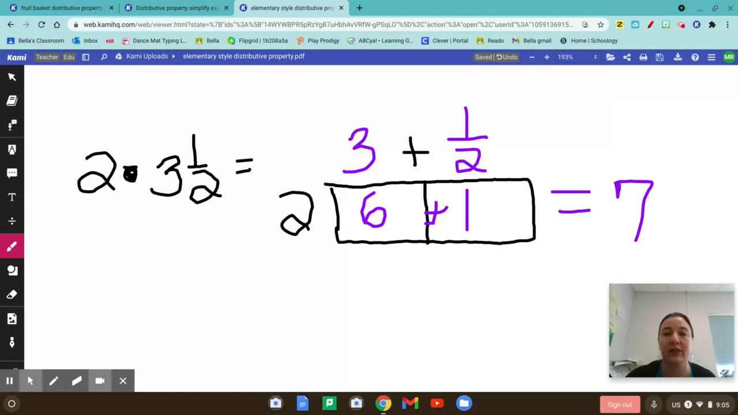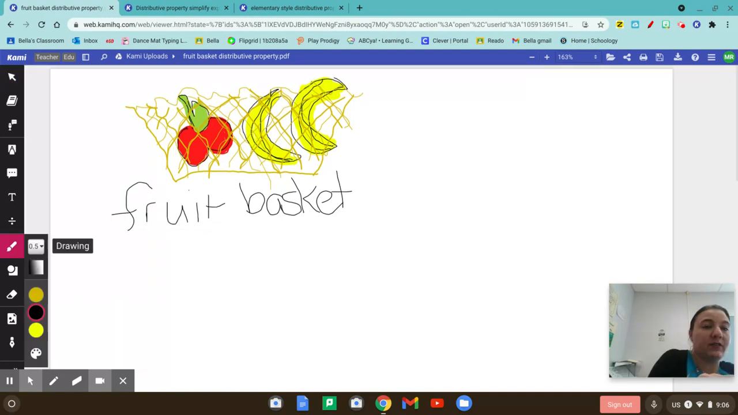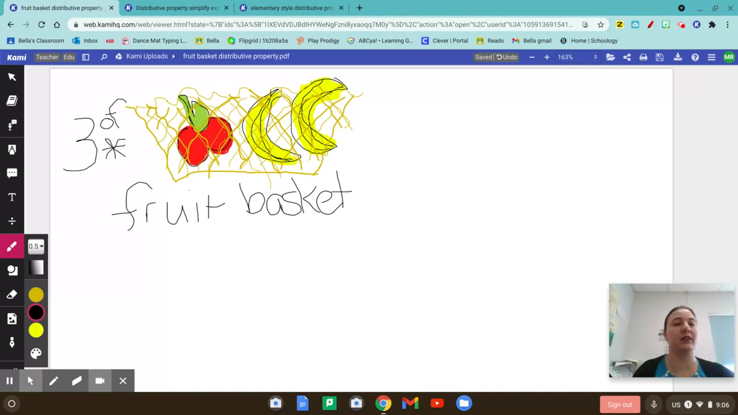Now we're going to bring it up to middle school. Middle school gets to be a little fruity. So right here I have a fruit basket. And remember when I was doing simplifying expressions, I asked you, tell me, what do you see? I see a basket with an apple and 2 bananas. So we're going to do distributive property. We're going to distribute this. So I'm going to give you 3 of these fruit baskets.